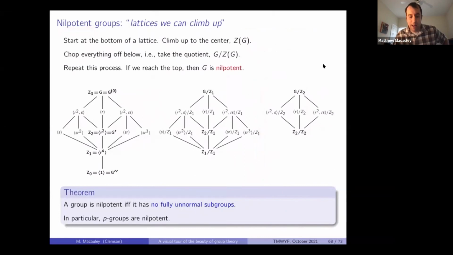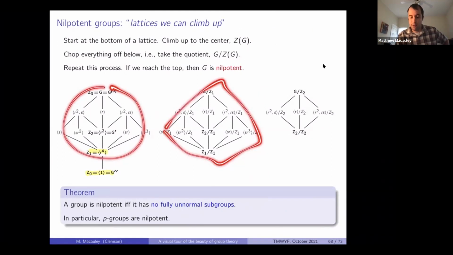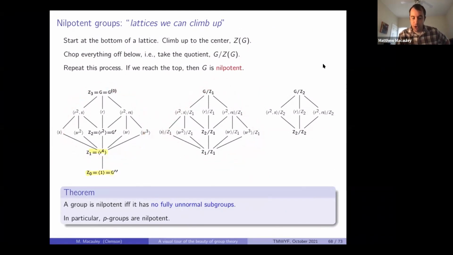Now, how do you climb up a lattice? You start at the bottom, and you go to the center, which is always normal. And then you quotient out by the center, and you get this subgroup. This is the dihedral group, and then you find the center of that, and you quotient out by that, and you get this. Now, this is abelian, the center is the whole thing. So nilpotent means you are climbing up a lattice, and solvable means you're going down.